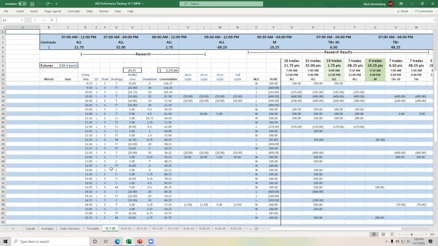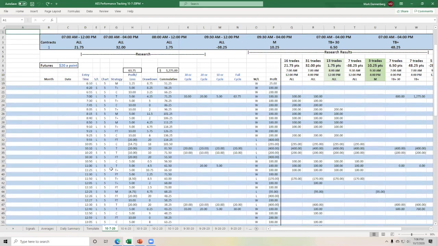First of all, we use this tool. Kudos to Aaron for creating this tool for us that allows us to very easily track the detail in real time of every single trade that we take in the live trading room. And we're using this as an example, folks.